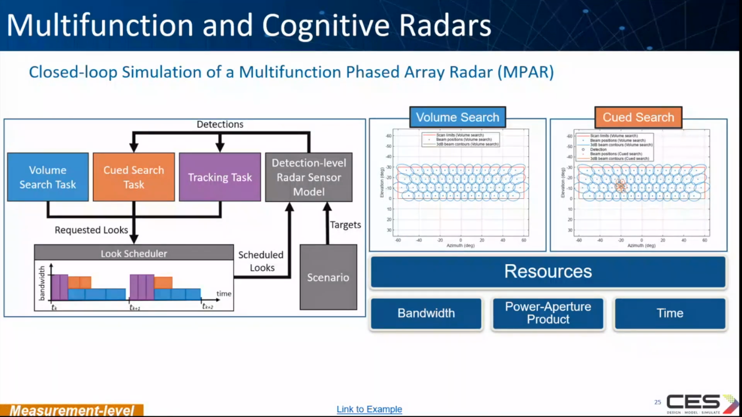And multifunctional radars are usually a closed loop. I mean, to simulate them, you need to close the loop and see how your resource manager is going to handle different tasks. This is an example showing the closed loop of a multifunction phased array radar. And this multifunction radar is going to do 3 tasks here: search for volumes and also the queued search. The third task here is the tracking.